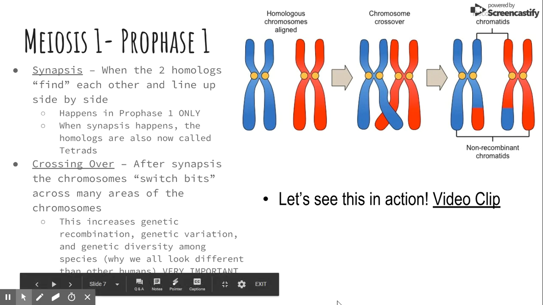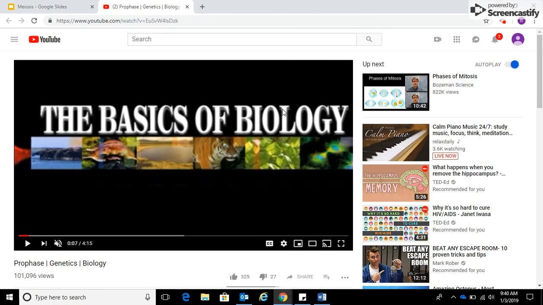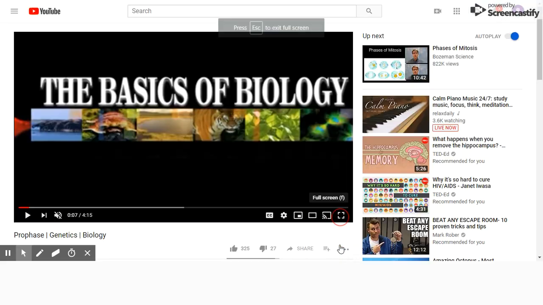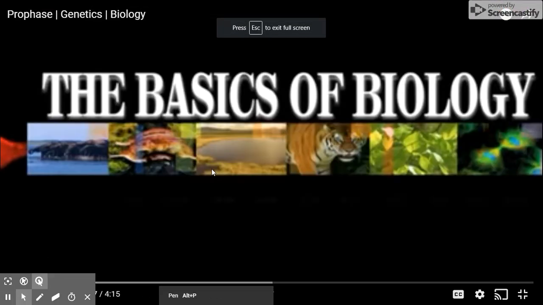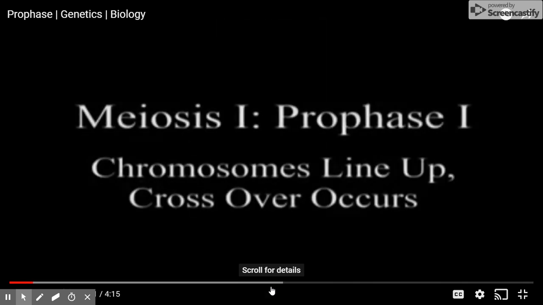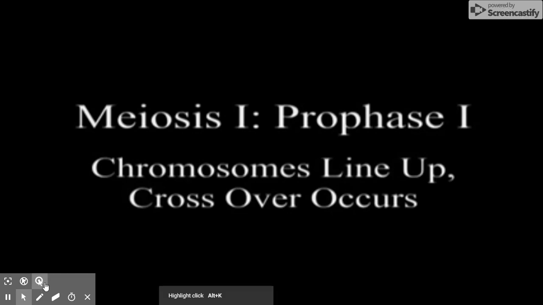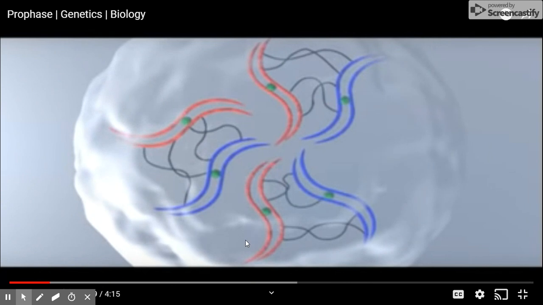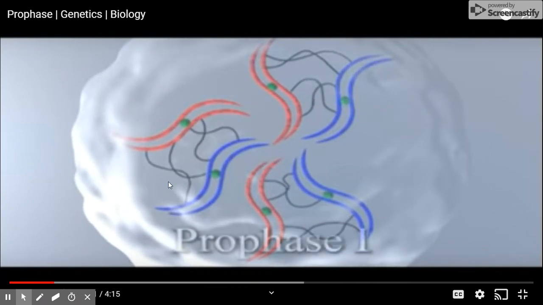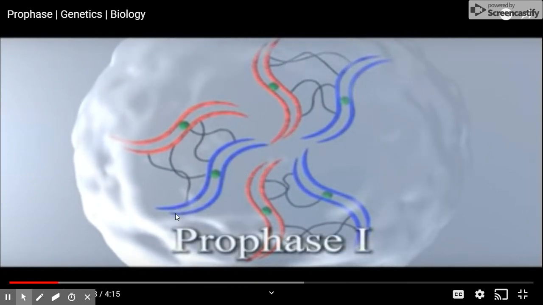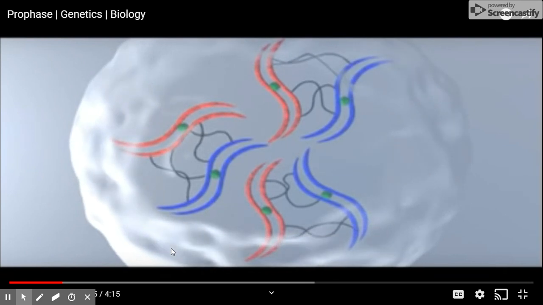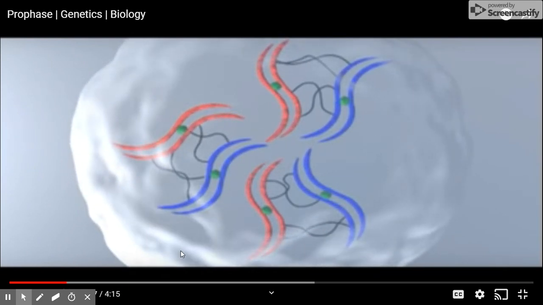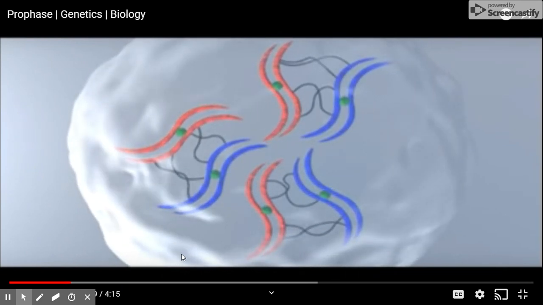So we have a quick video clip to show you so you can kind of see how this works in action. So here we have our chromosomes. They have lined up together. And they're going to walk you through how they actually go through crossing over.